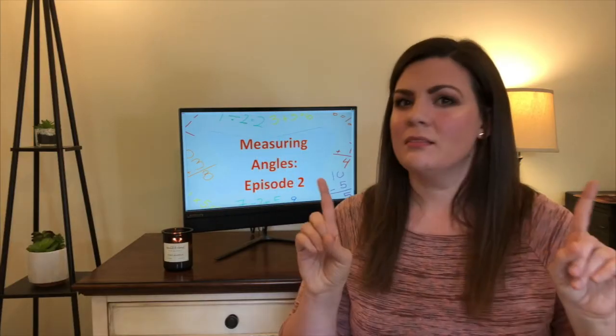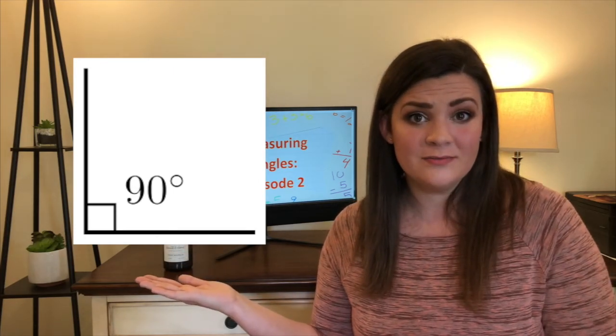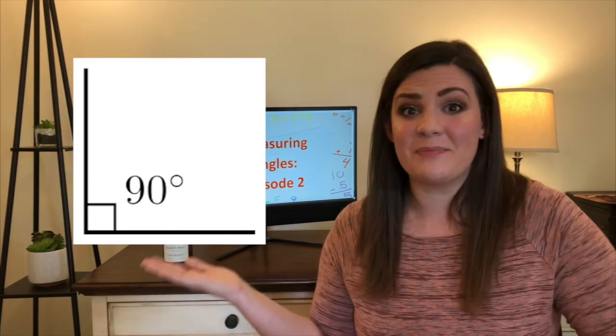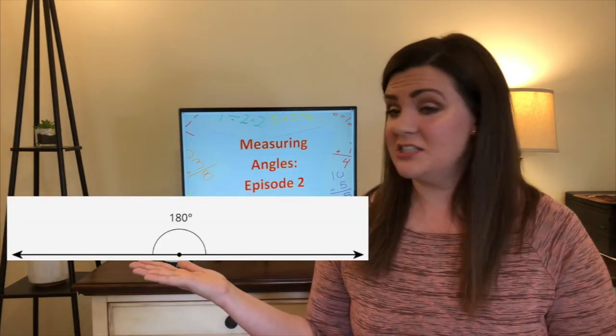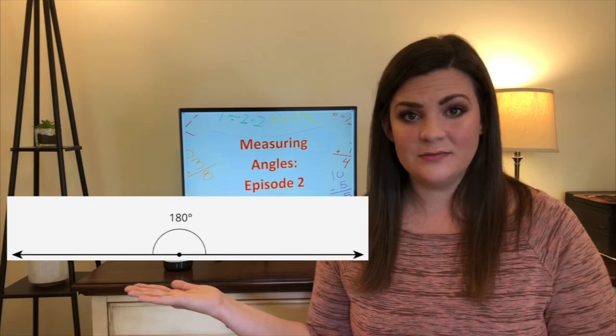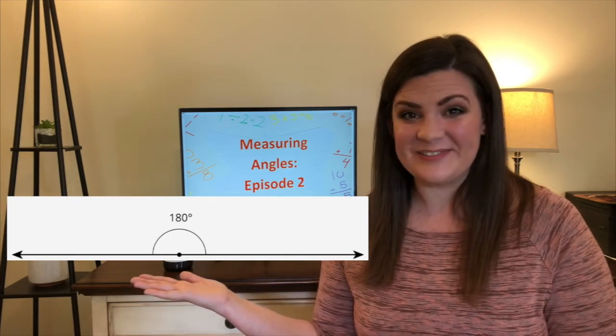Great job! Let's review. How would you classify this angle? Did you say a right angle? Awesome, why? Because it measures 90 degrees. How would you classify this angle? Did you say a straight angle? Why? Because it has a measurement of 180 degrees? Awesome.